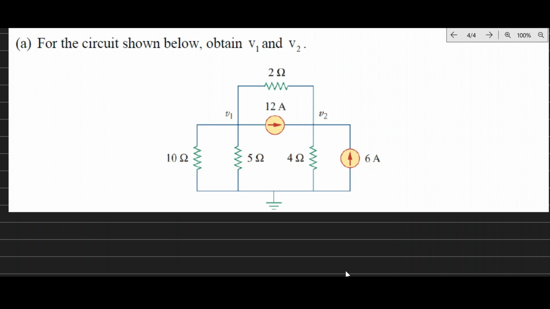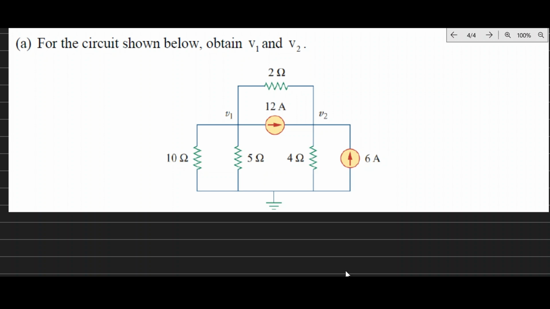So what are the properties of a node? The voltage at that node is uniform, the same throughout. As long as there's no element in between, the voltage is the same throughout.